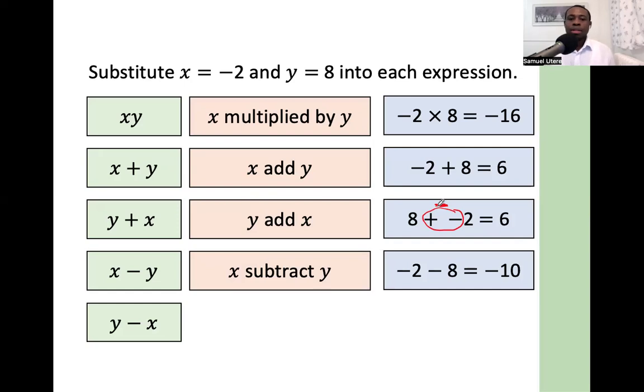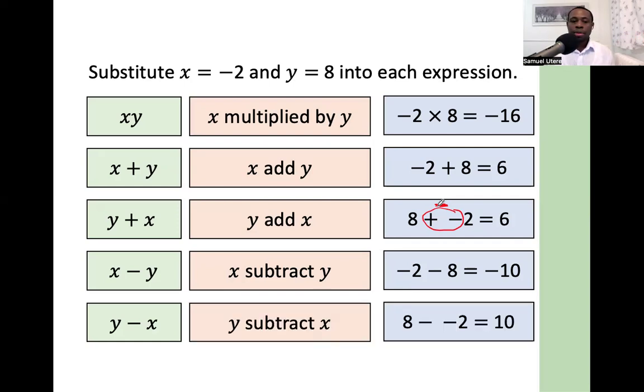Next, x subtract y means -2 subtract 8. Now, if you do not know how to do this, you can do it with your number line. So -2 subtract 8 means you start at -2, and to subtract 8 means you count 8 steps on your number line to the left. And that would give you negative 10.